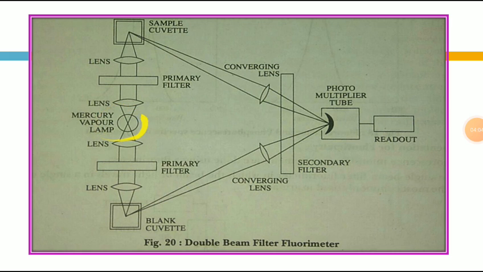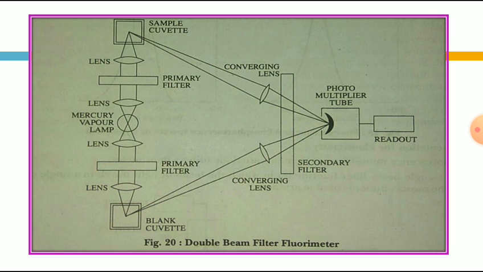See, this is the mercury vapor lamp, that is the radiation source. Then this is the lens, that is the collimating lens. This is the primary filter. Then the second collimating lens. This is the sample cuvette. That means in this cuvette we are going to keep our sample solution. Then the converging lens. This is the common secondary filter.